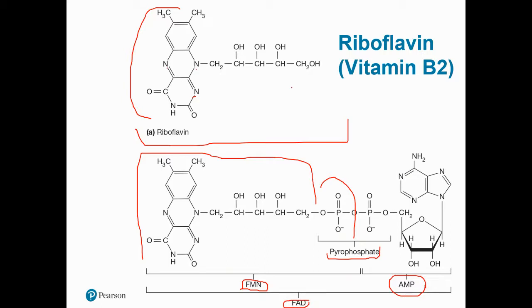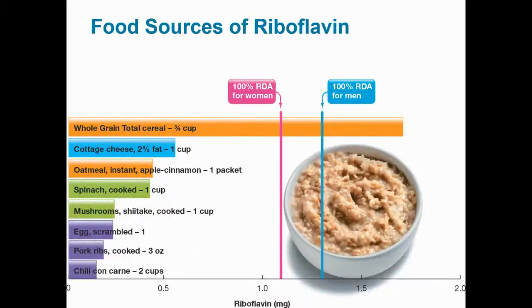So again, you don't need to remember any of this, but just showing you that these 2 coenzymes, FMN and FAD, are derived from the riboflavin, and that's why they start with F, to represent the flavin aspect of the riboflavin name.